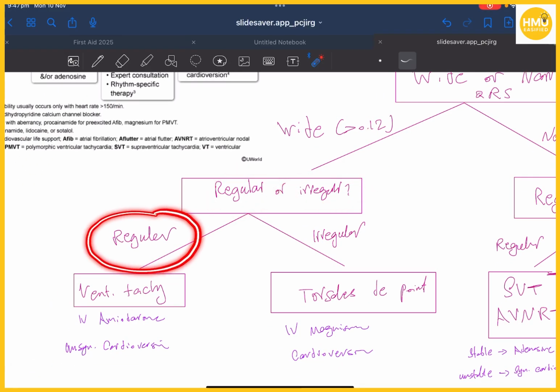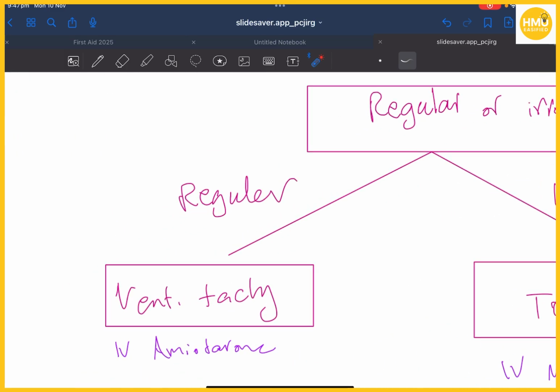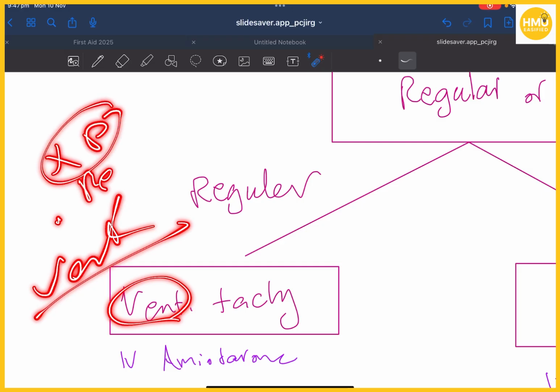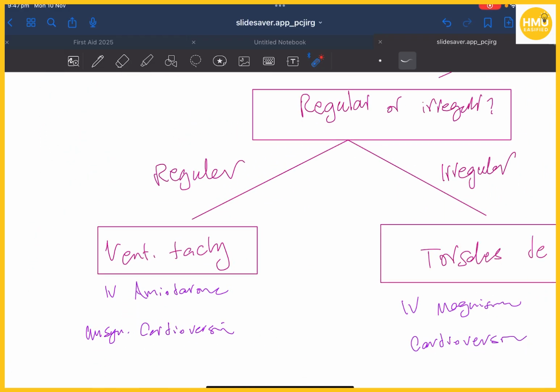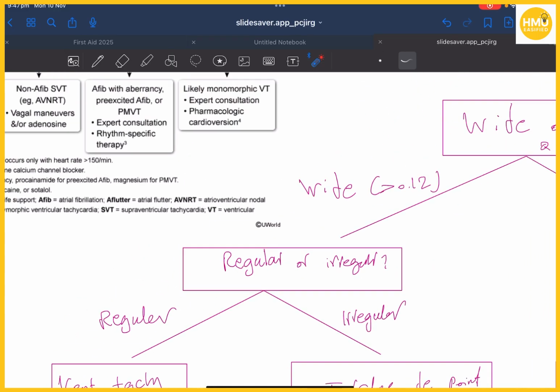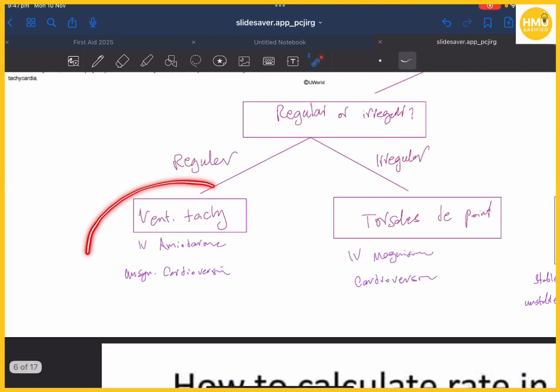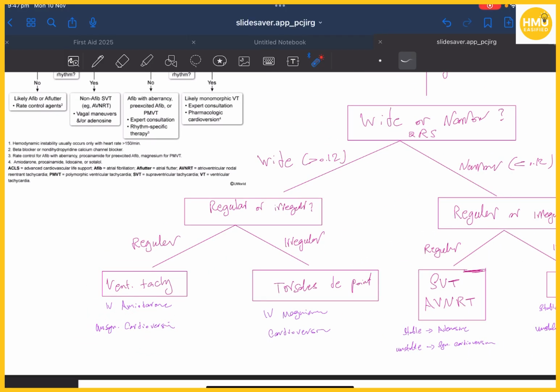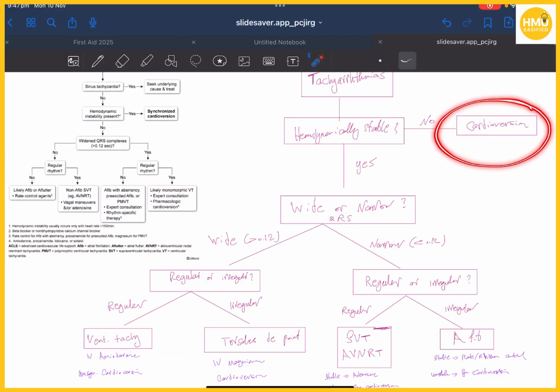Now, if it's wide, you're gonna ask the second question, as we mentioned, is it regular or irregular. If it's regular, it's VTAC, and as I said before, V or ventricle, any ventricles, meaning there is no P wave, okay, and it's regular, right? So this is VTAC, and it's wide. Now, what to do with VTAC patients? If he is hemodynamically stable, you go with amiodarone. If he's not stable, you do cardioversion. Just as we mentioned here, if it's hemodynamically unstable, you do cardioversion.